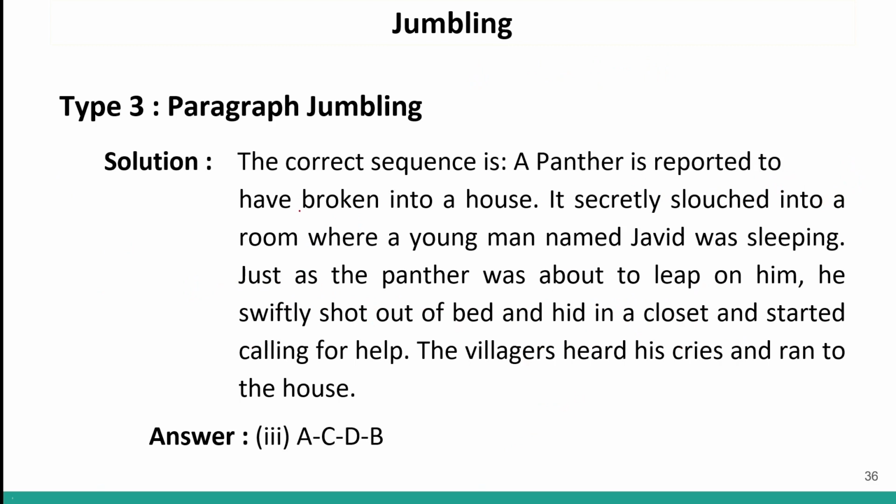A panther is reported to have broken into a house. It secretly slouched into a room where a young man named Javed was sleeping. Just as the panther was about to leap on him, he swiftly shot out of bed and hid in a closet and started calling for help. The villagers heard his cries and ran to the house. This will be the final correct sequence of the parajumbles.